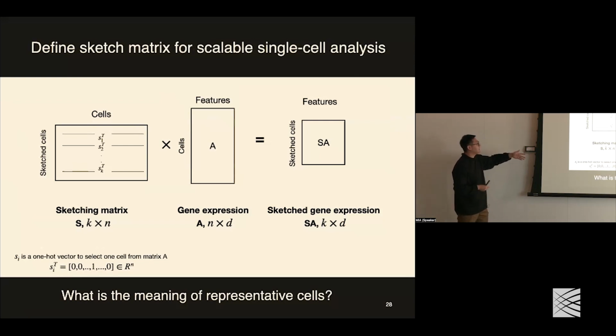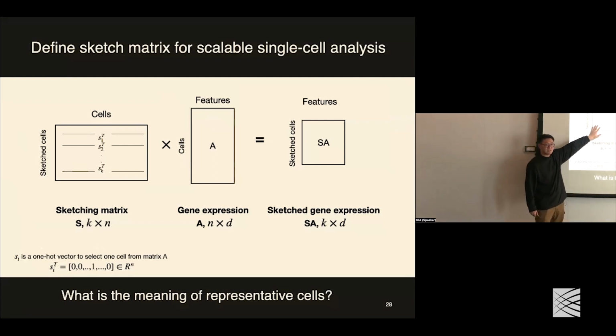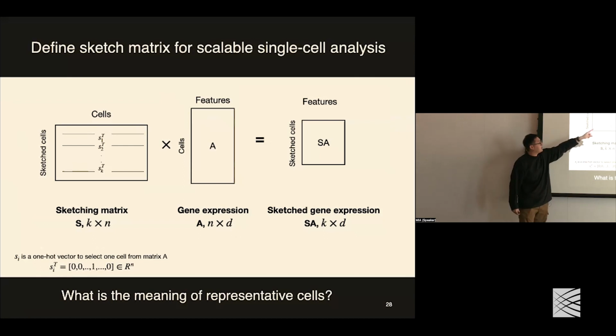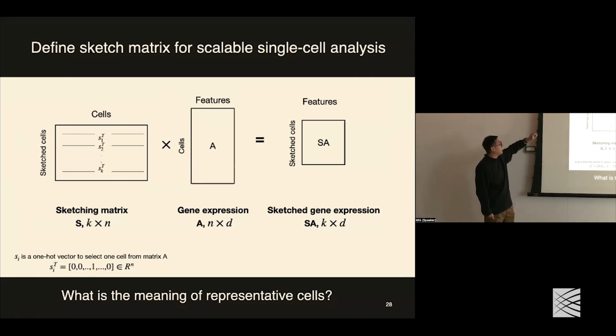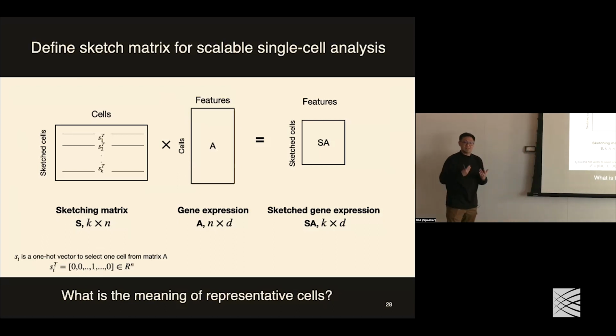Let me paraphrase the question in a matrix way. This A is our gene expression matrix. Our goal is to find a sketch matrix S. In S, each row is a one-hot vector, and the length of the row is equal to the number of cells in matrix A. The one indicates the position of which cell we select from that matrix. So our goal is how to build a matrix S that can get those representative cells.